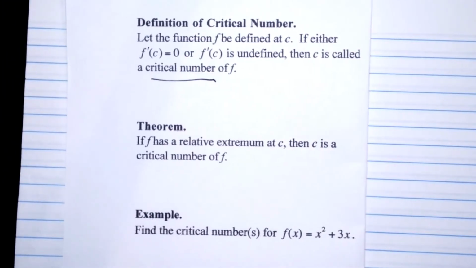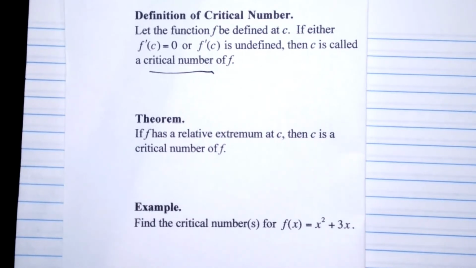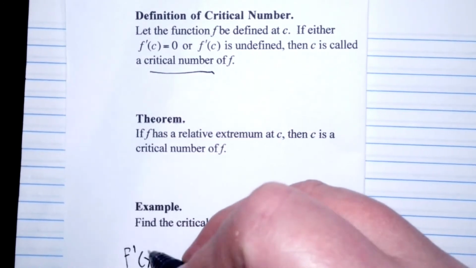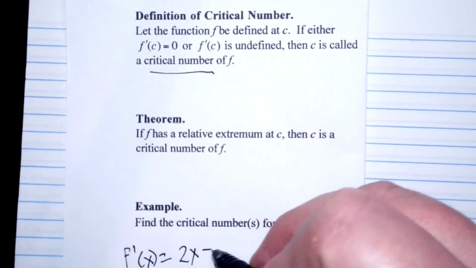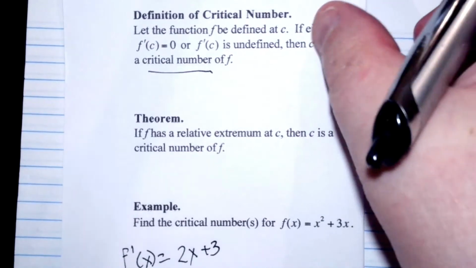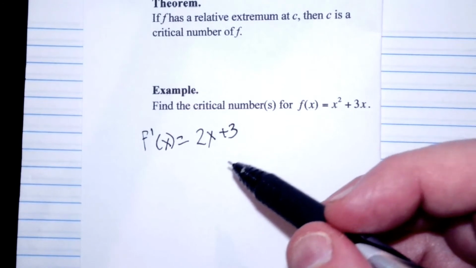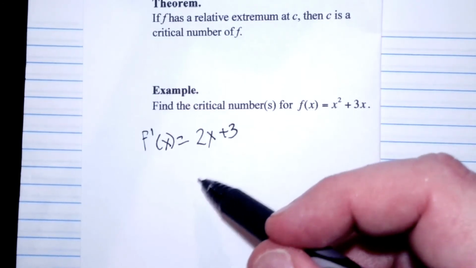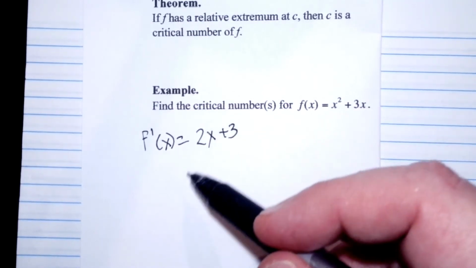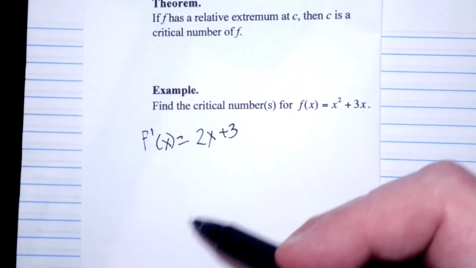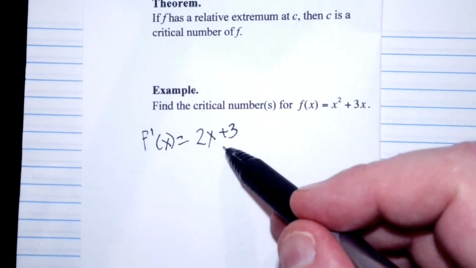Alright, so can we find the critical numbers for f of x equals x squared plus 3x? Well, what we need to do is find the derivative, and that's going to be 2x plus 3, and we have to ask ourselves, is this derivative ever undefined? No, it's defined everywhere. In fact, it's continuous everywhere. It's a line, and so the function is very well behaved. It's even differentiable everywhere. There are no places where this is undefined.